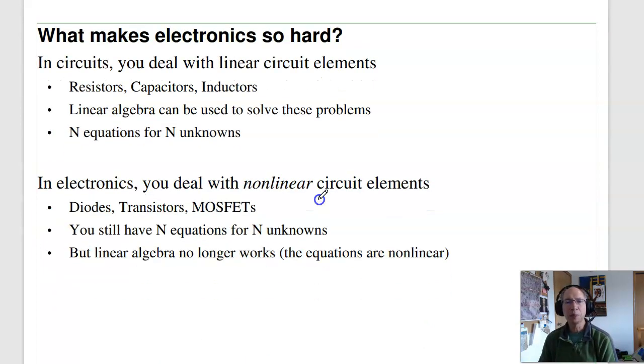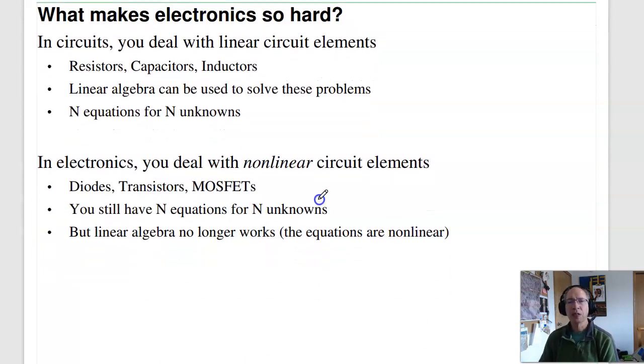So that's what makes electronics such a hard course. You're probably used to solving linear equations. Back in Math 129, you solve n equations in n unknowns. In algebra, you're solving linear equations typically. Anytime you have a circuit with just resistors, capacitors, and inductors, you're looking at a linear circuit. With linear circuits, I wind up with n equations, n unknowns that are linear. And then I can use linear algebra and Matlab.